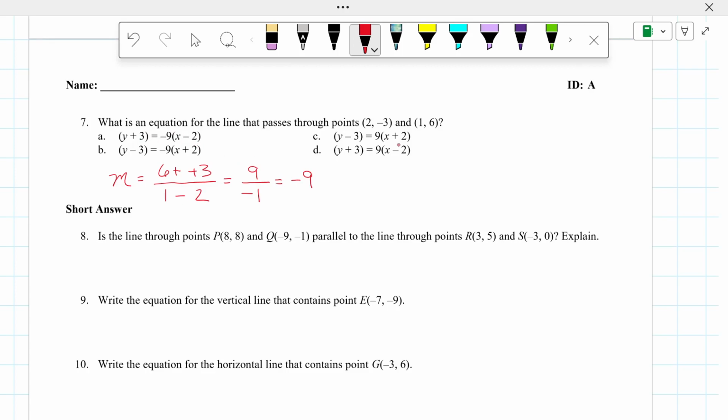In all of these equations, they're using the 2 and the 3. So we're going to use the 2 and the negative 3. So y and the opposite of the y value given equal to the slope, left parenthesis, letter x, and the opposite of the x value given. Negative 9 and x minus 2. Answer choice A.